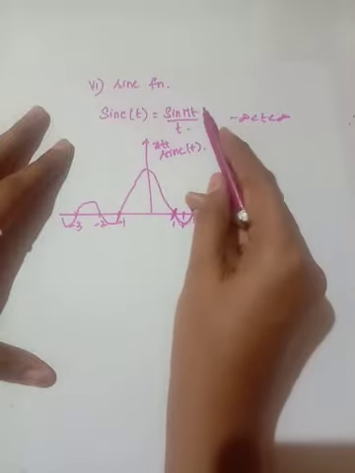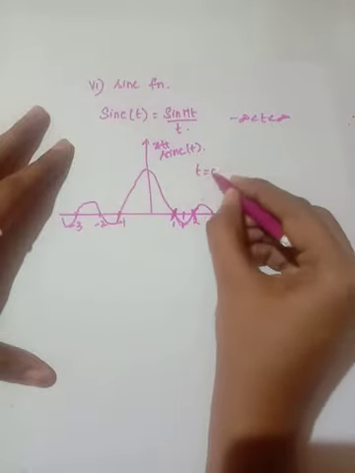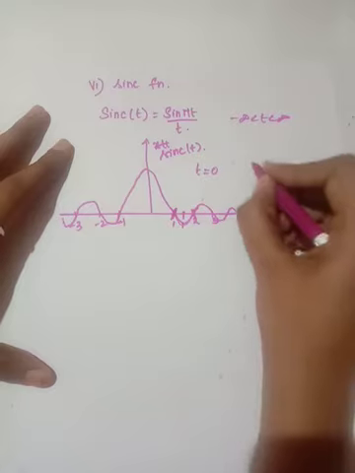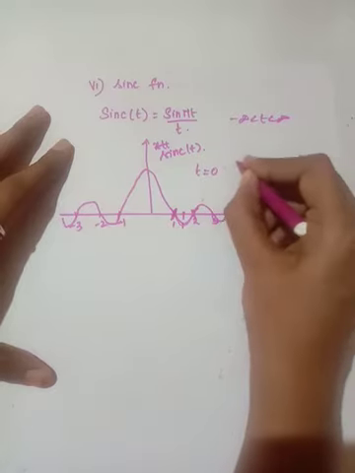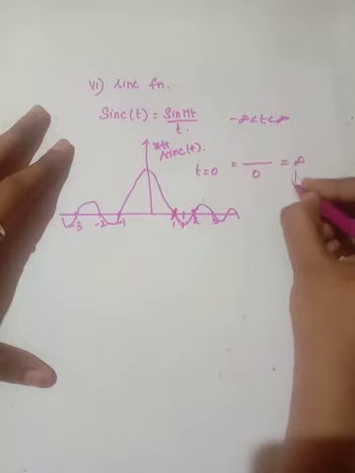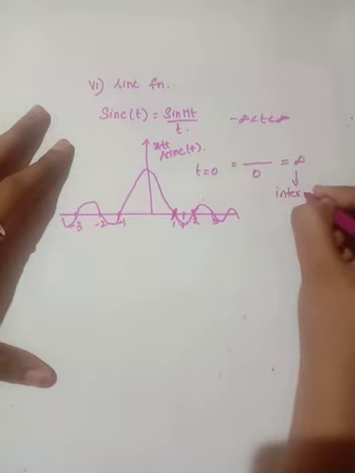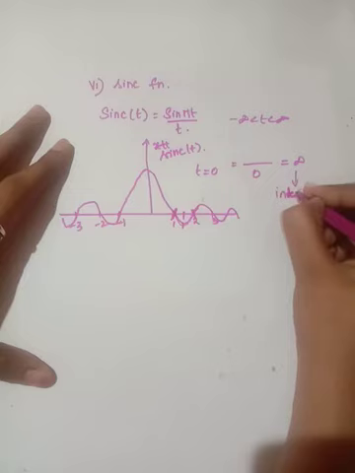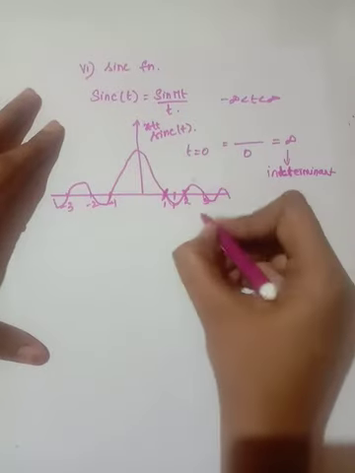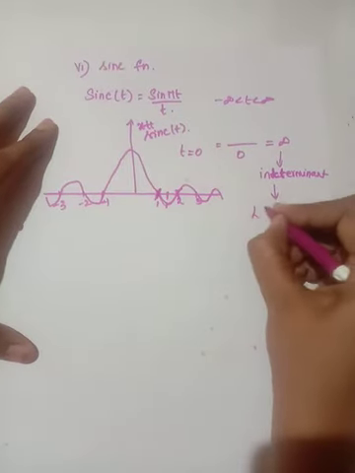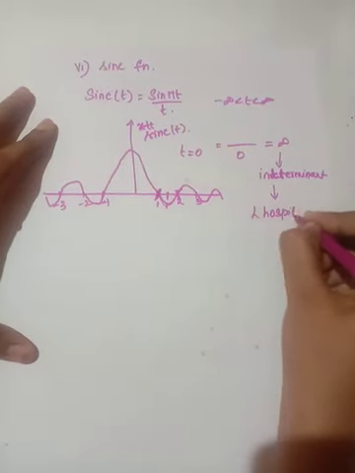And now consider a time t equal to 0. When you substitute t equal to 0, what happens at the denominator? The term will become infinity, which is indeterminate. So it is not possible to have infinity at this point. So what we need to do for this case is apply L'Hospital rule.